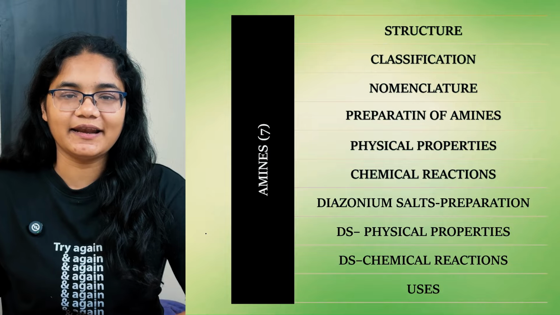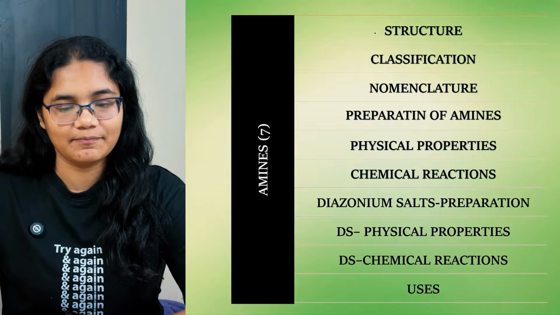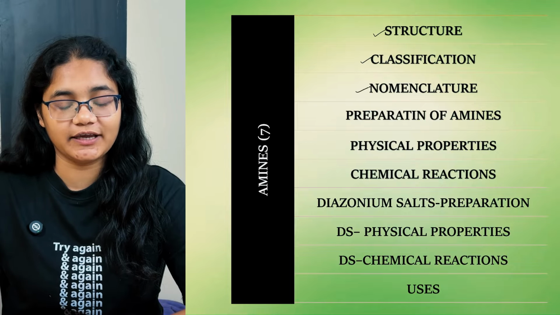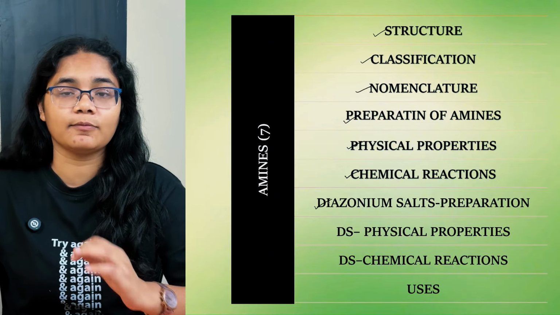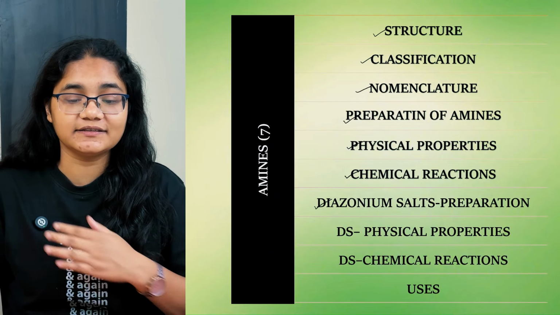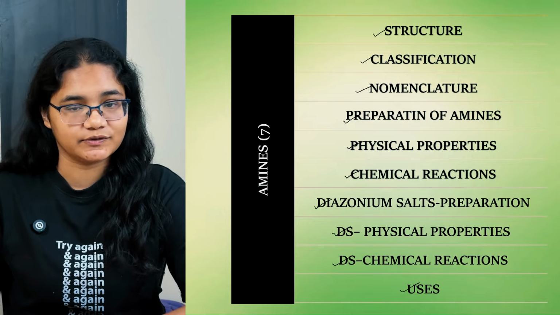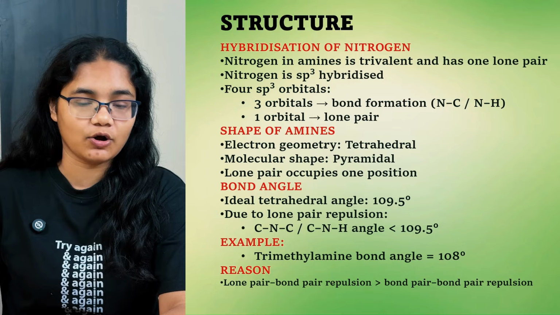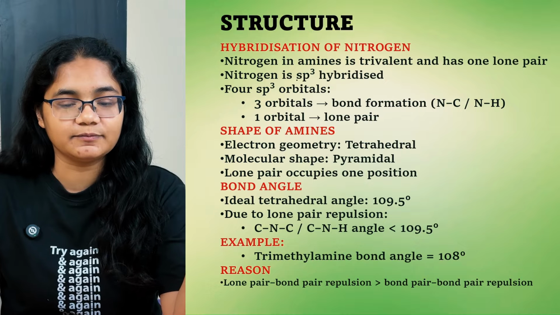So now let's start with the next chapter, that is amines, which has a weightage of 7 marks in our final board exam. So we'll talk about its structure, classification, nomenclature, preparation, physical properties, chemical reactions. Then we'll talk about a very important compound, that is diazonium salt, its physical properties, chemical reactions, and the uses of amines. So first let's talk about the structure of amines. So in ammonia, the nitrogen is sp3 hybridized.